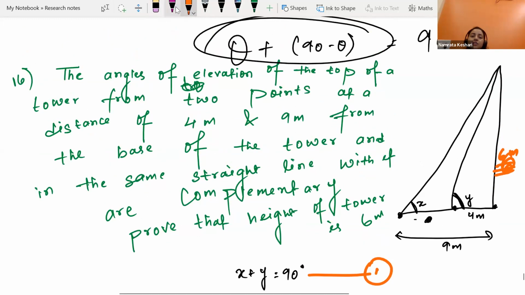Again, we can see two triangles. It's very simple, I think. This is A, this is B, this is C, this is D. Can you see two triangles ABD and ACD?